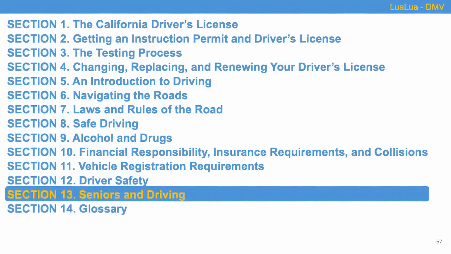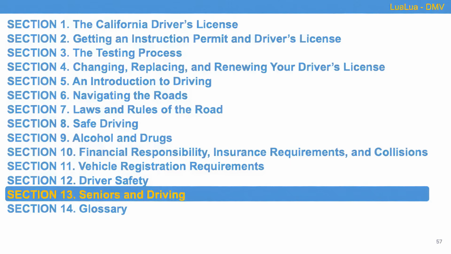DMV sends a renewal notice to your address of record about 60 days before your driver's license expires. If you do not receive a renewal notice, complete a driver license or identification card application at dmv.ca.gov/dual-services or at a DMV office. Visit dmv.ca.gov/drivered for more information and sample tests.